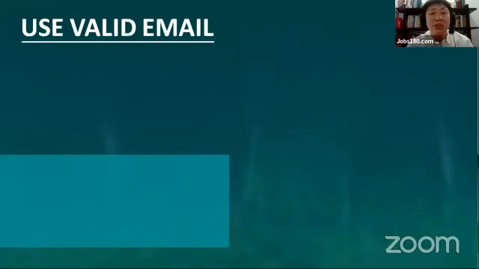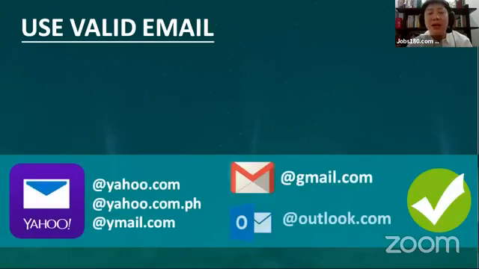Okay, now as you register, you have to use a valid email. Ano yung mga valid email? Email sa nabubuksan po natin, kagaya ng Yahoo, Gmail, Outlook, or any email na nabubuksan.